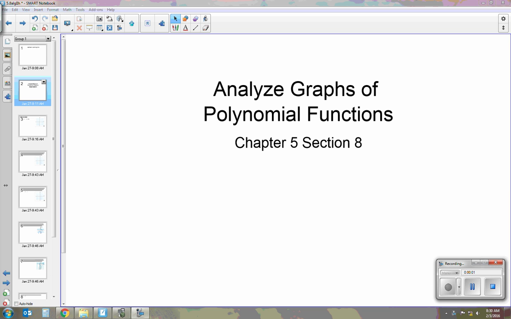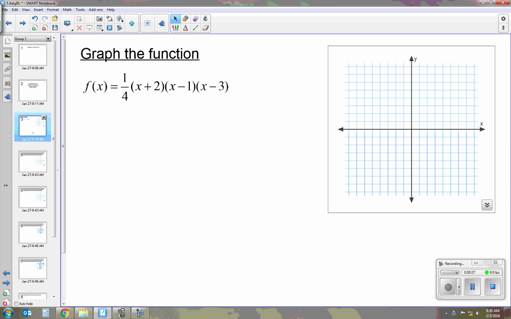Today I'm going to be talking about analyzing graphs of polynomial functions. This is Chapter 5, Section 8. So first of all, we need to graph this function. If we look at it, it's in intercept form, so we can use these intercepts or these zeros to start making this graph. So we're going to use our intercepts.